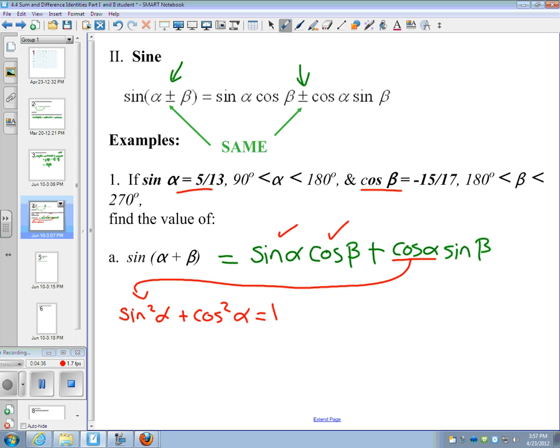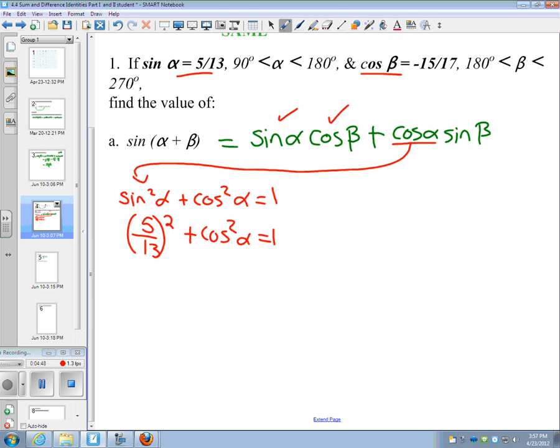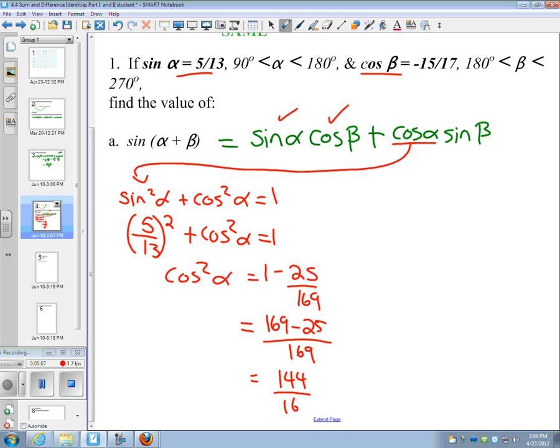Okay, and I do know sine alpha. Sine alpha was 5/13, so we're going to go 5/13 squared plus cos squared alpha is equal to 1. So solving for cos squared, we get 1 minus 25 over 169. So this is equal to 169 minus 25 over 169. And when we do that, we get 144 over 169. I get cos squared alpha, just carrying that down.